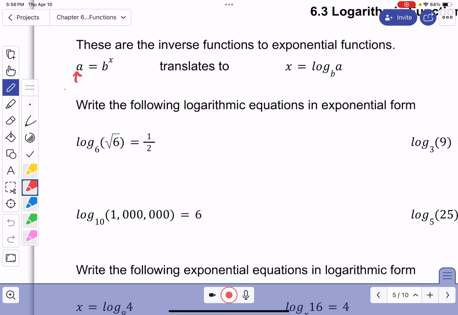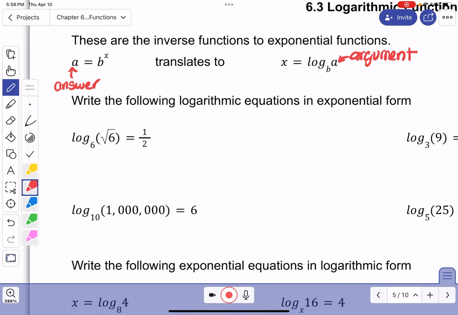So A is the answer in an exponential equation, and we call it the argument in the log function. B is going to be the base, so it's the base of the exponent or the base of the log. And then X is your exponent, which is also like the result over with your log. So by rearranging those, you can go back and forth to each one.